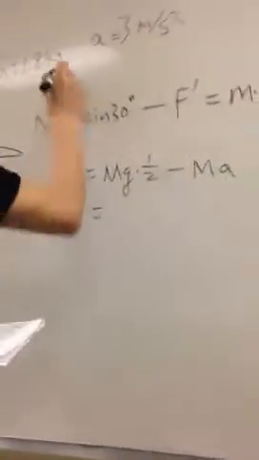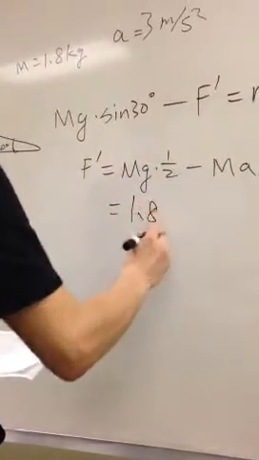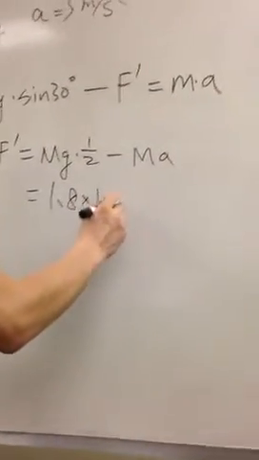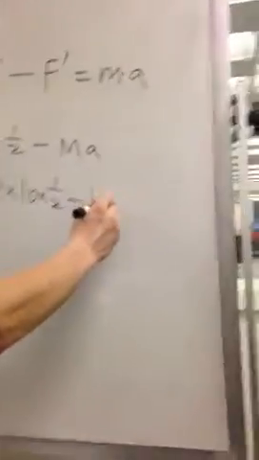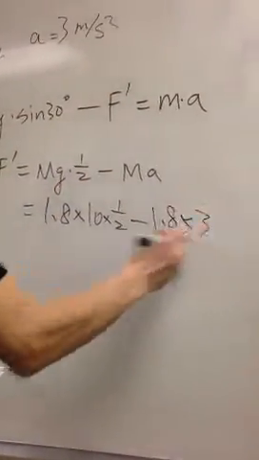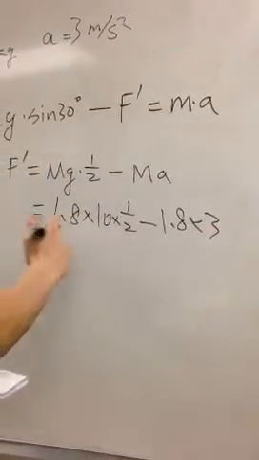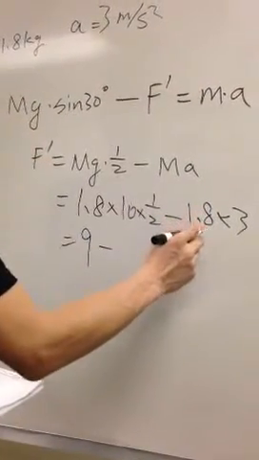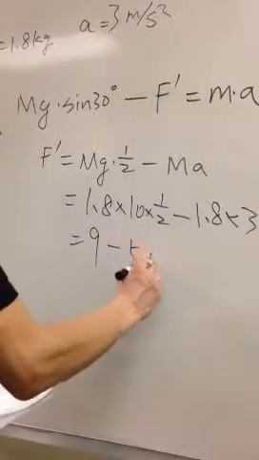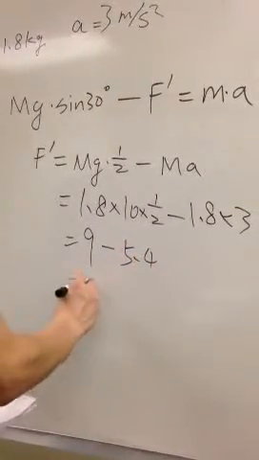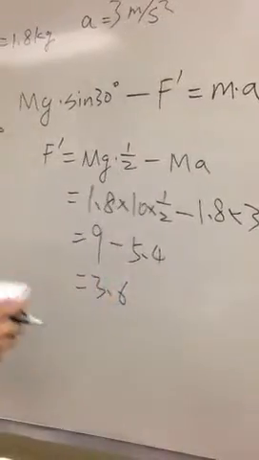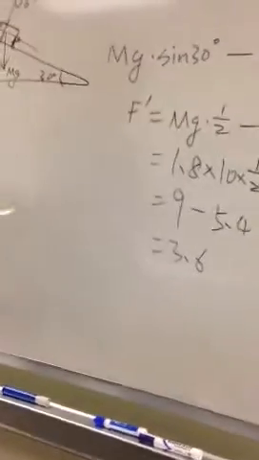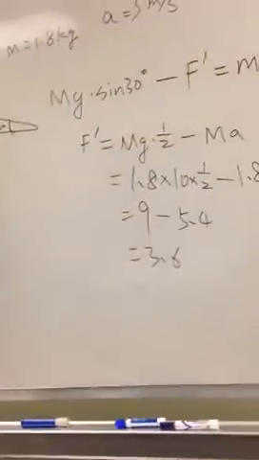We know M is 1.8. G, let's put to 10. 1.8, a is 3. So 18 half is 9. 3 times 1.8 is 5.4. That will be 3.6. So the answer is 3.4. C. Okay.